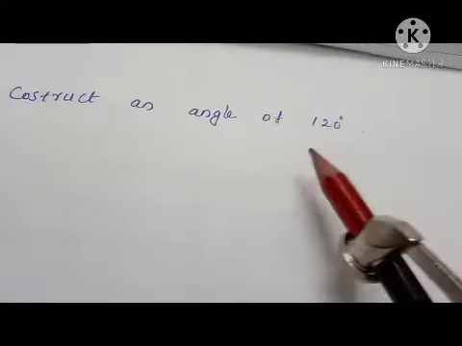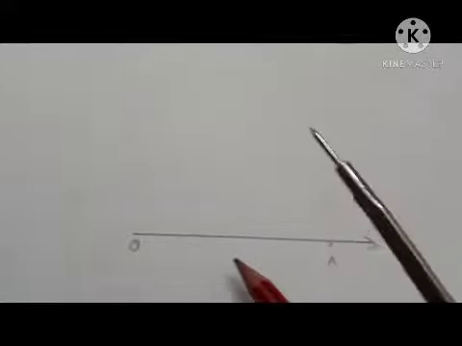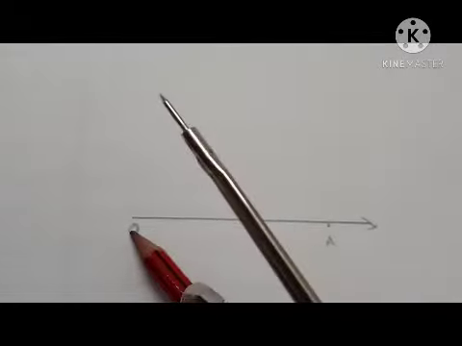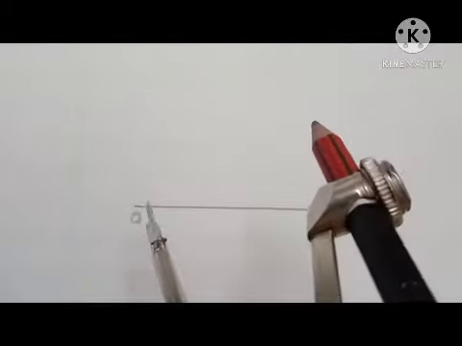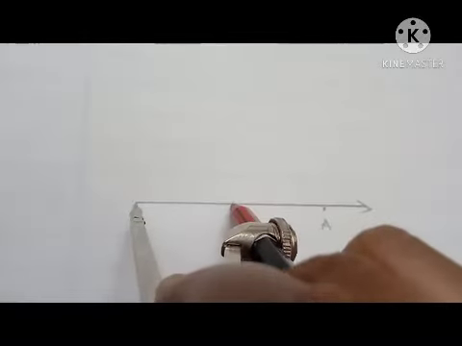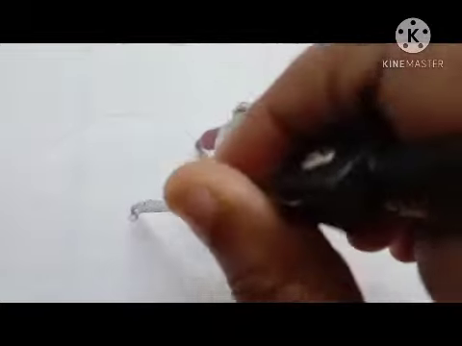Let's construct an angle of 120 degree. For that first we have to draw a ray. Here I draw that as OA. Ray OA. This is the initial point O. So how will we draw a 120 degree angle? For that we can take any measure by the compass and draw an arc from O. With any measure we can draw an arc from O like this. Okay, like this we can draw.